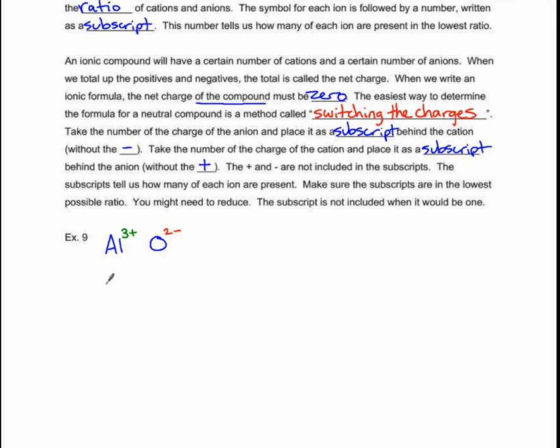So right under this, I'm going to write it again. Here's the Al, here's the O. Once you get the hang of these, it'll take less writing, but for now, it's not going to hurt to show a little extra work. So here's what it says for switching the charges. Take the number of the charge of the anion, that's this -2, and place it as a subscript behind the cation. So I'm going to take this 2 and I'm going to put it right here without the negative sign.